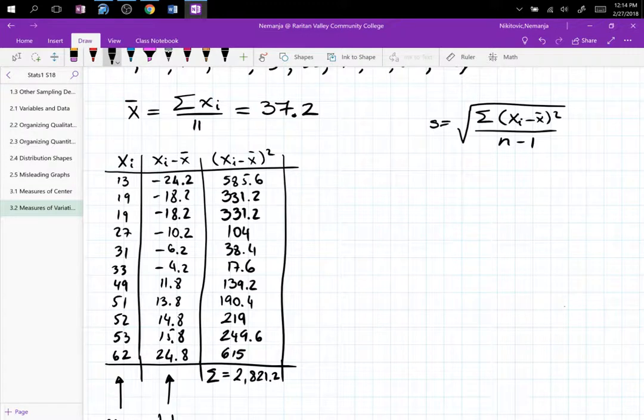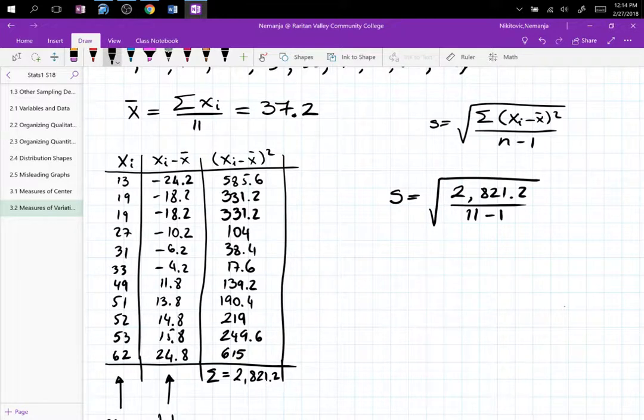Okay, so let me write what I have so far. What I have is S equals square root of 2,821.2 divided by 11 minus 1, which is 10. This is what I have. So the entire numerator, you know that symbol, the sigma symbol, means add everything that you have. And that's the reason why we added the whole column here.